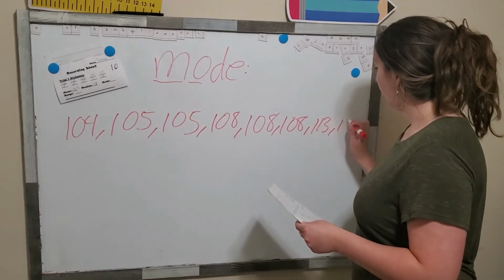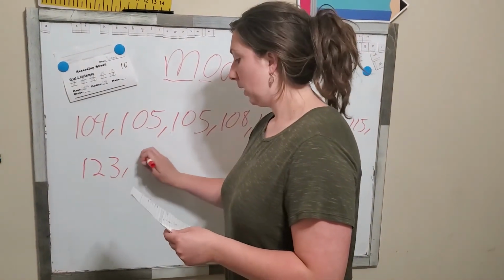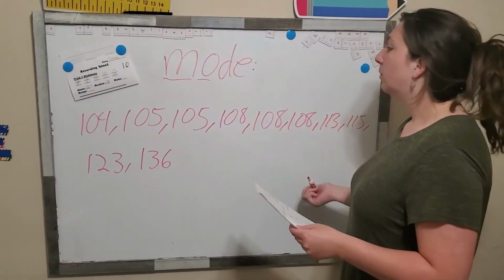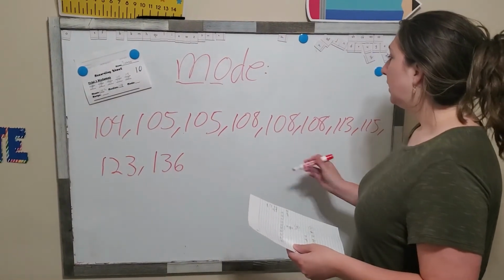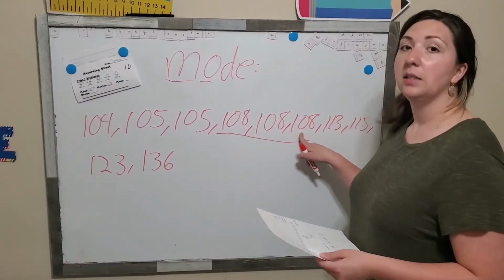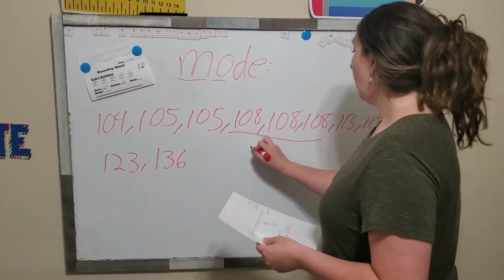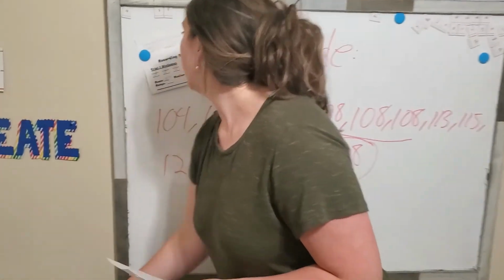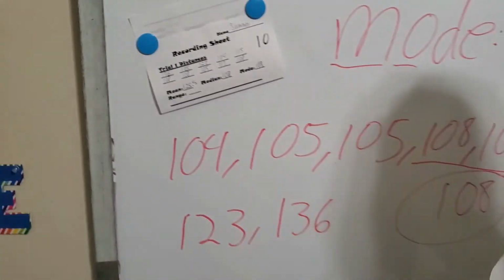113, 115, 123, and 136. Okay, so when we look at this data set, which number do we see that is occurring the most often? I see that 108 here occurs 3 different times. It occurs more than any of the other numbers. So 108 is my mode. And I'm going to write that on my data set sheet. 108. Okay.